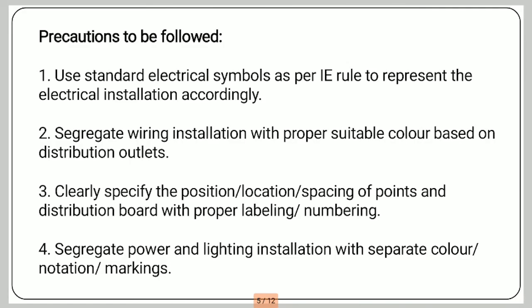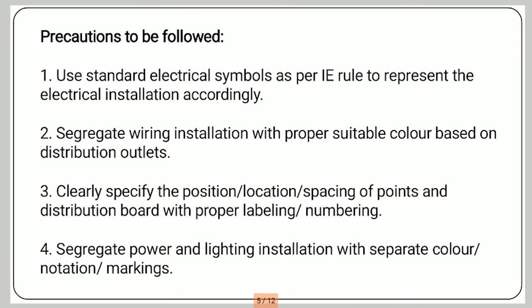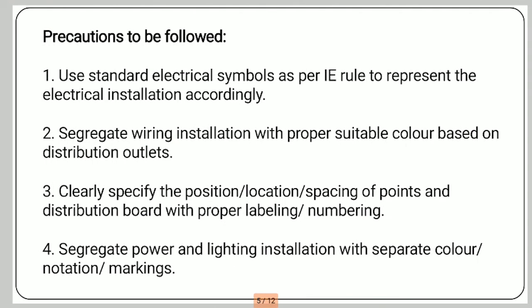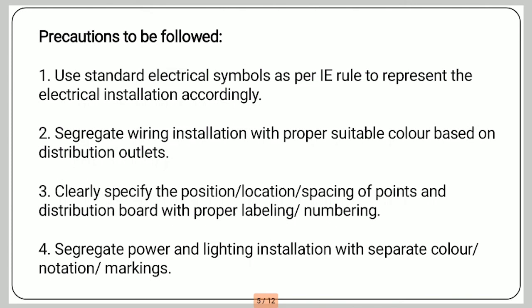Then precautions should be followed. Use the standard electrical symbols as per the IE rule. Then segregate the wiring installation with proper suitable color coding based on the distribution outlet. Then clearly specify the position, location, spacing of points and the distribution board with proper labeling and numbering. Segregate the power and lighting installation with separate color coding.